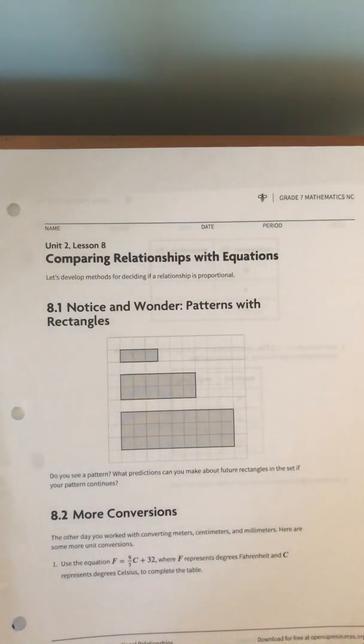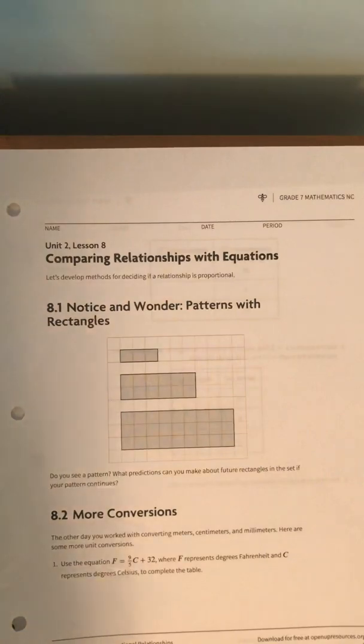We are on Unit 2, Lesson 8, comparing relationships with equations, and our learning goal for today is let's develop methods for deciding if a relationship is proportional. So we're still talking about proportions. We're going to start out with a notice and wonder, so patterns with rectangles. The question is, do you see a pattern? What predictions can you make about future rectangles in the set if your pattern continues? So I want you to stop it and see if you can see a pattern.